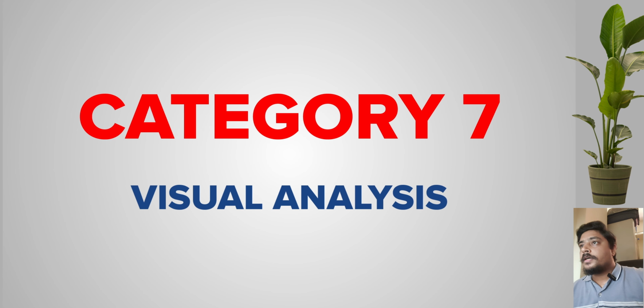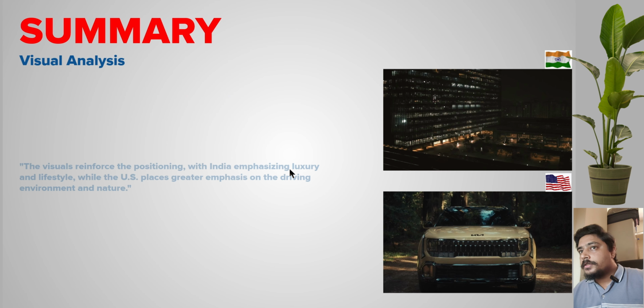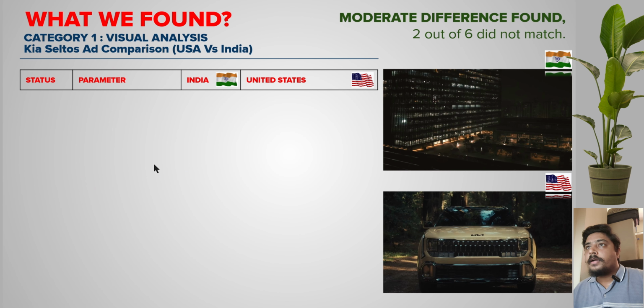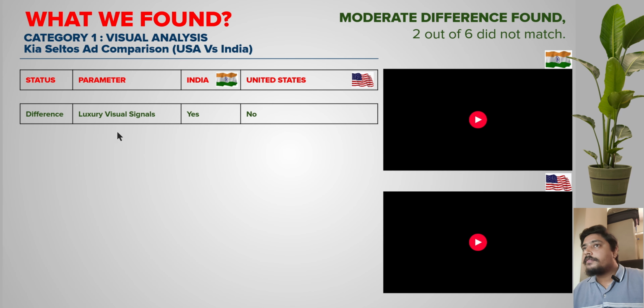Now let's move towards our next category, that is visual analysis. In the visual analysis, the visuals reinforce the positioning, with India emphasizing luxury and lifestyle, while the US places greater emphasis on the driving environment and nature. This is clearly visible in the ad itself, but let's see what we have in the parameters here. Whether any luxury visual signals were shown: in the Indian scenario, yes, luxury visuals were shown, but in the United States, luxury visuals were not shown.